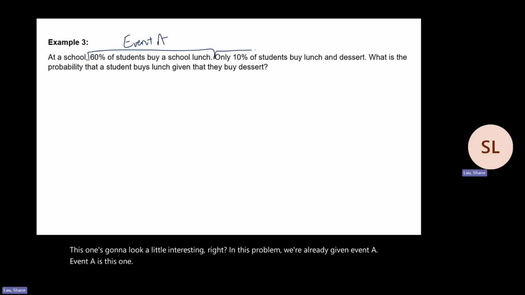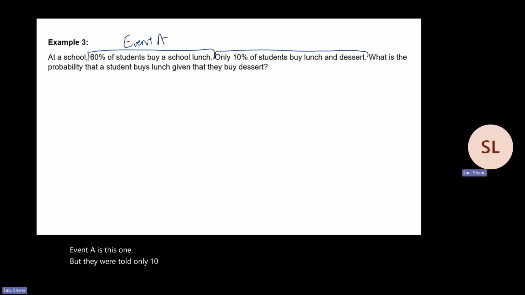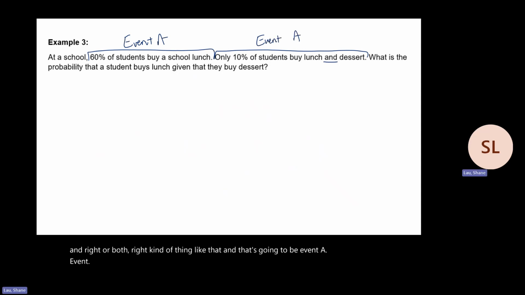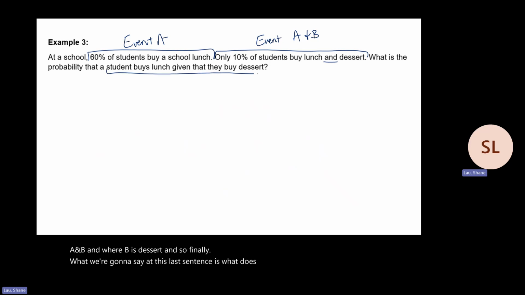But then we're told only 10% buy lunch and dessert. Well, again, we're seeing this word "and," or both. And that's going to be event A and B, where B is dessert. And so finally, this last sentence asks what the probability looks like for B given A.